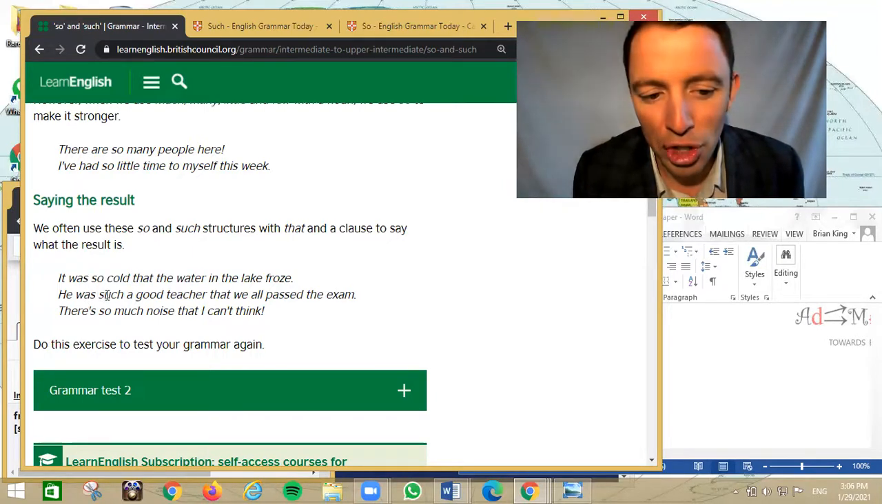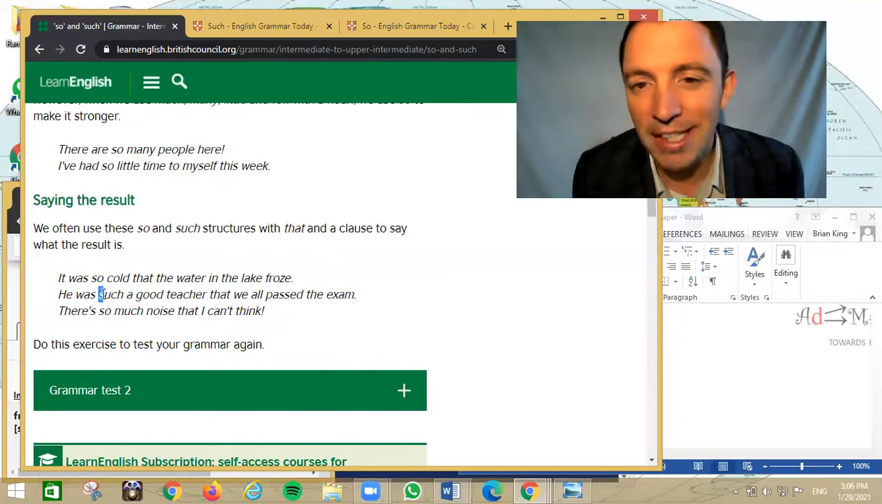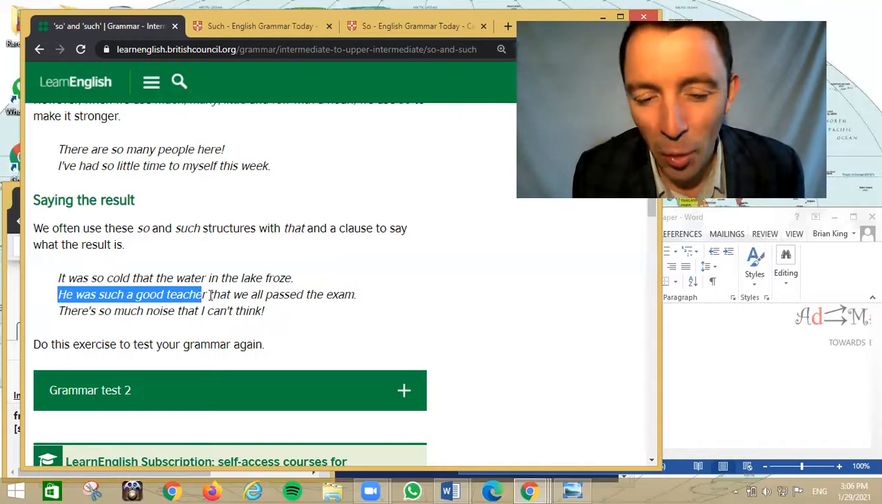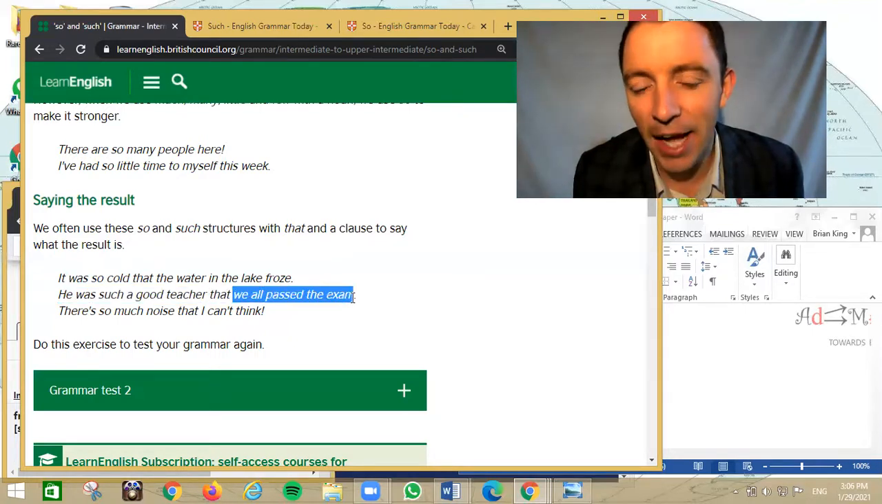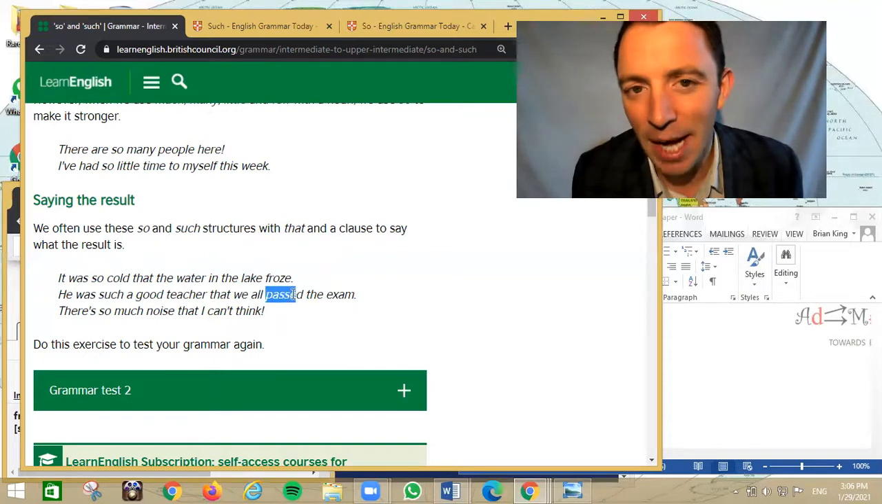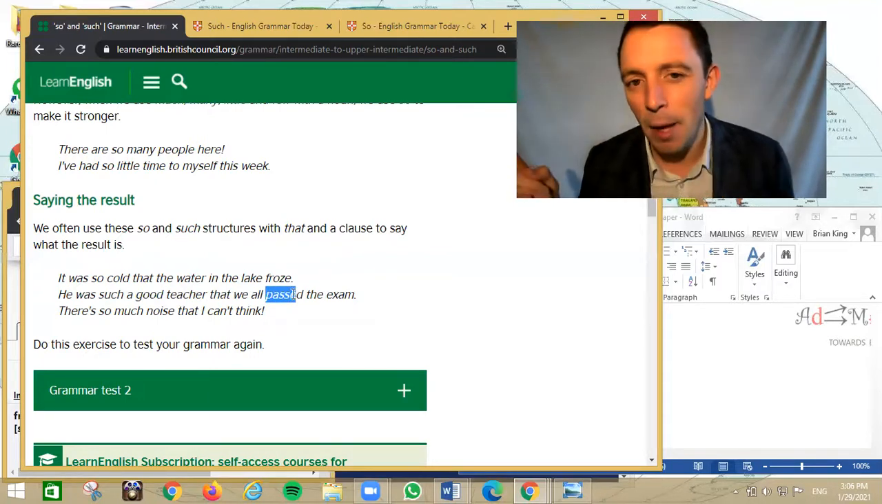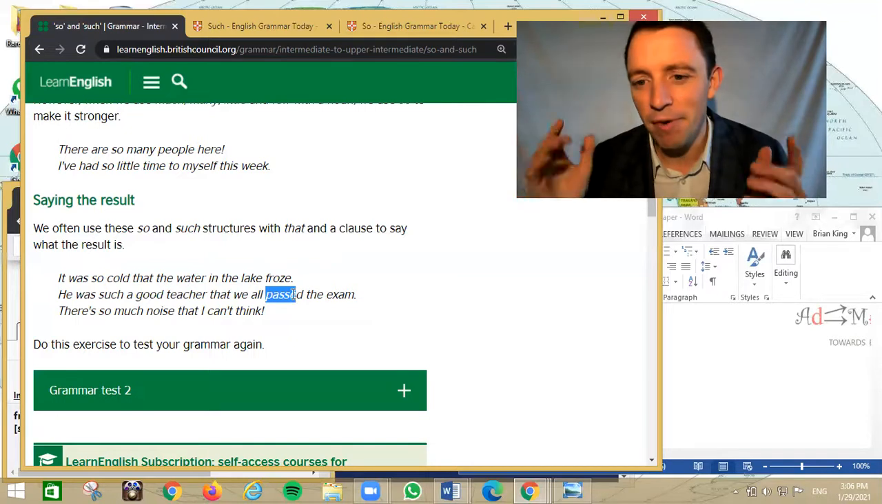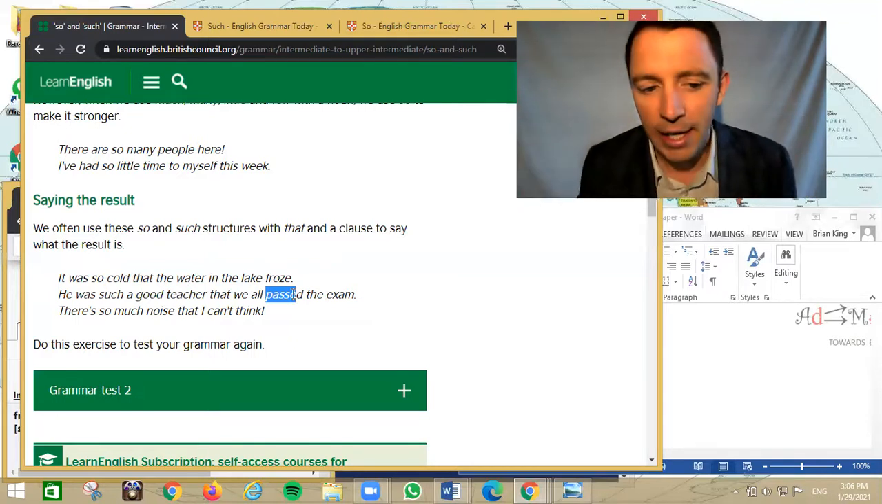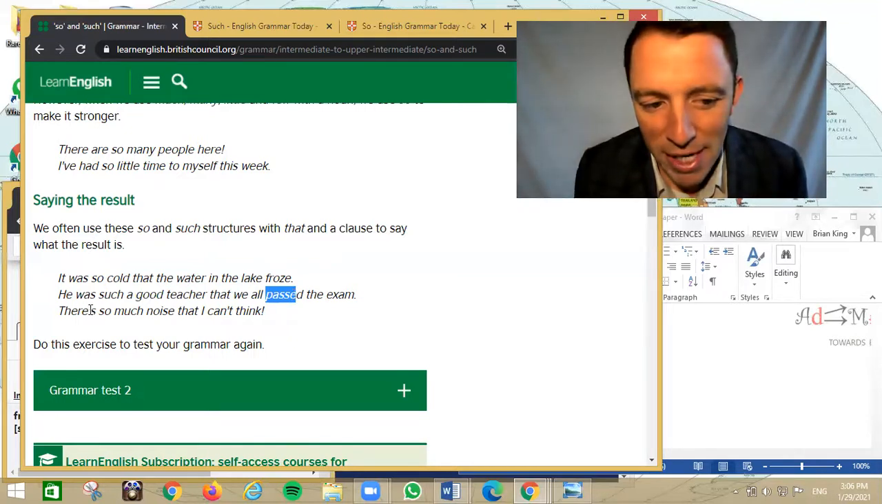"He was such a good teacher." So, substantive: yes, we have an adjective, but really it's the substantive with the indefinite article, so "such" is necessary. Consequences: "that we all passed the exam." And typical for the exam is "to pass the exam." The opposite is "to fail." Pass an exam, fail an exam. Very important vocabulary.